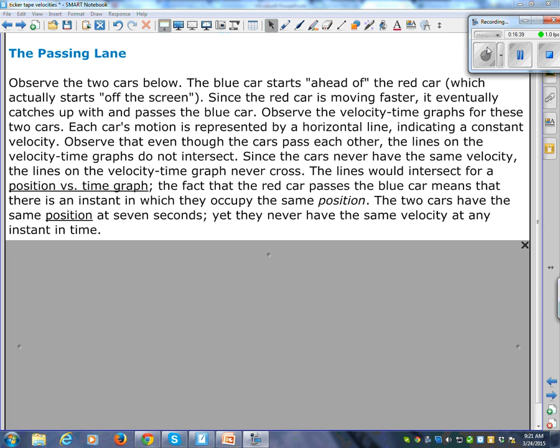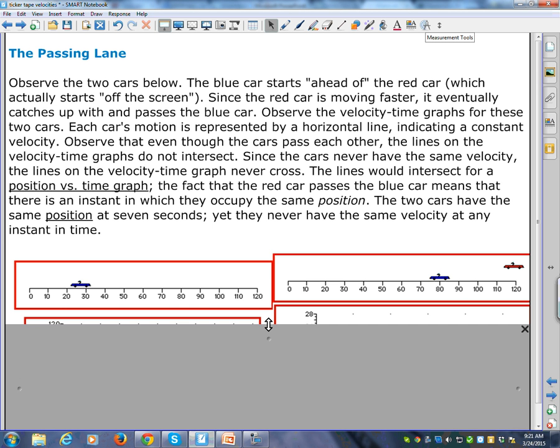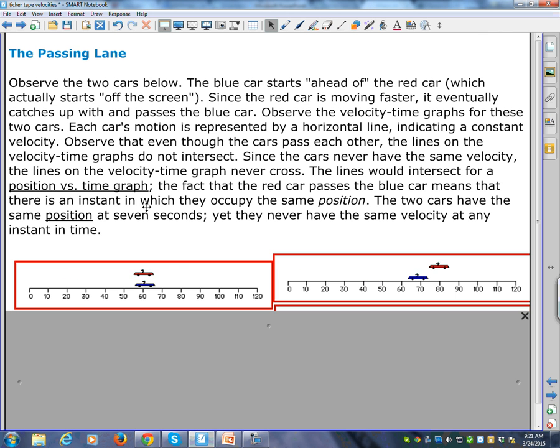Observe the two cars below. You don't see them. Are they on your paper? No. Blue car starts ahead of the red car, which eventually starts off the screen. Oh, I shouldn't even ask that question. Let's just go right to the picture here. Okay, there's the blue car. There's the red one. Which one's going faster? Clearly the red, right?